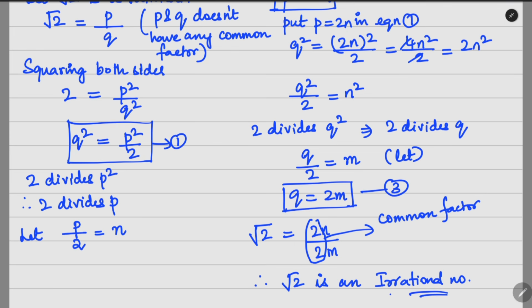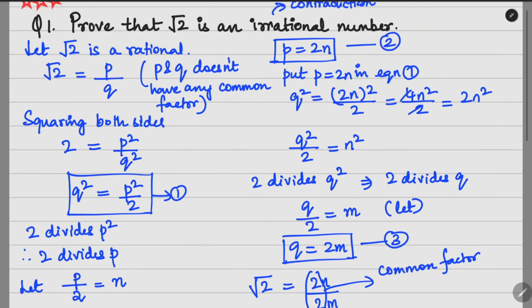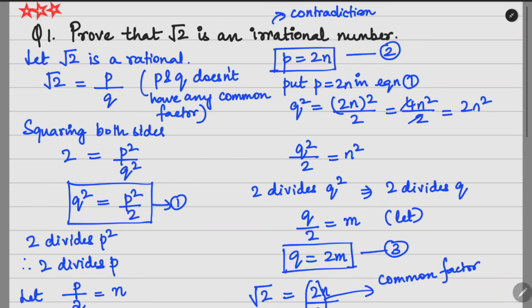So this is how you'll have to prove. These are the steps that you'll have to take. Let me repeat it again. The very first thing is let root 2 be rational, that is p by q, and it doesn't have any common factor. Square on both the sides, so 2 equals p square by q square, and interchange the places, so p square by 2 is equal to q square.